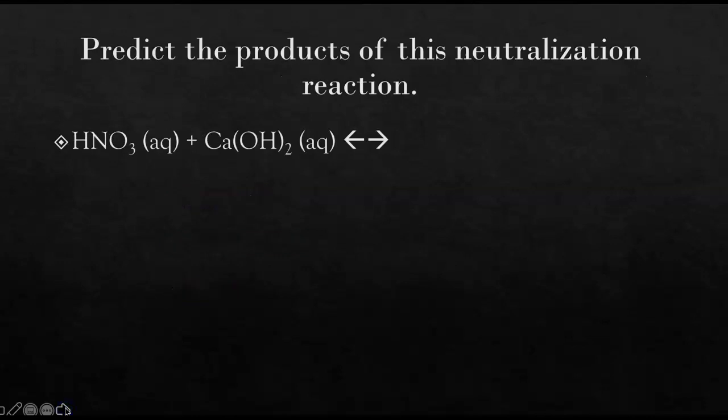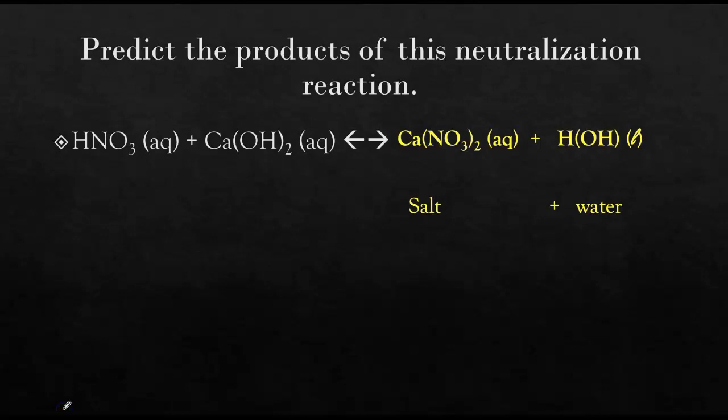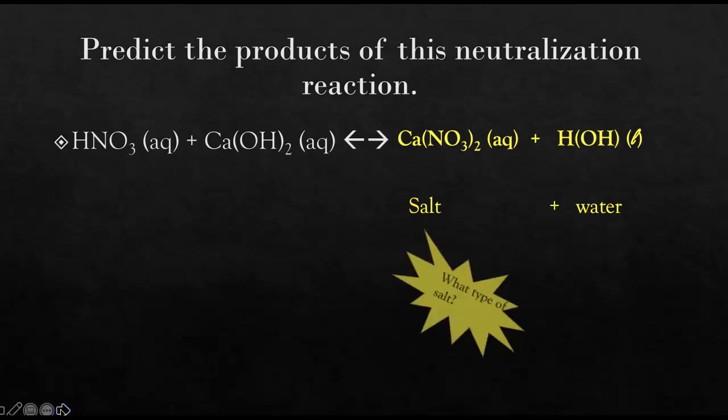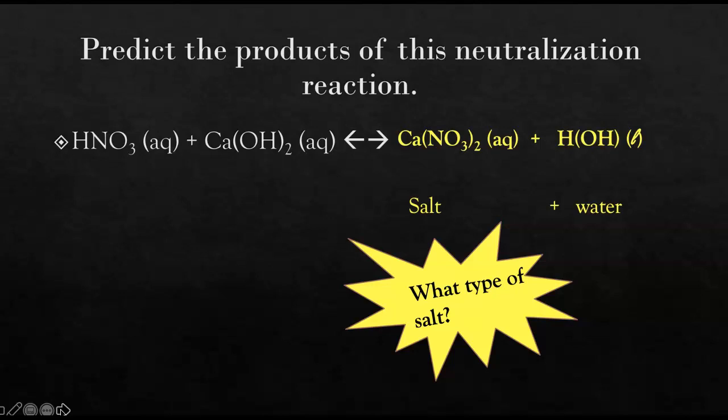Can you predict the products of this neutralization reaction? Hopefully you were thinking calcium nitrate and water. Calcium nitrate there is our salt, which is also going to be our conjugate base. And then, of course, thinking about what type of salt would that be.